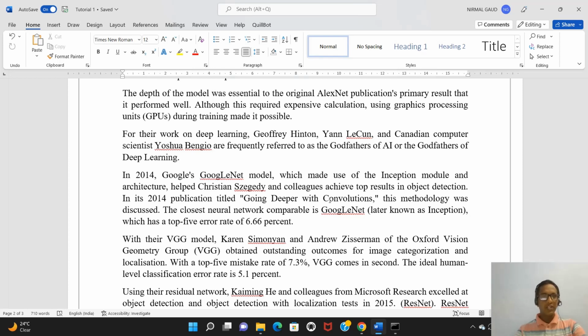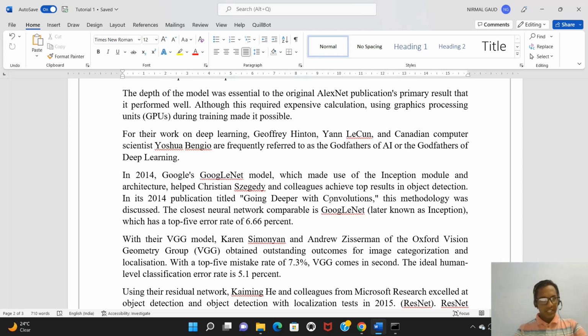The closest neural network comparable is GoogleNet, which has a top 5 error rate of 6.66%. And as told, it is called inception. So we have different inception models also: Inception V1, Inception V2, Inception V3, and so on. There are various versions.